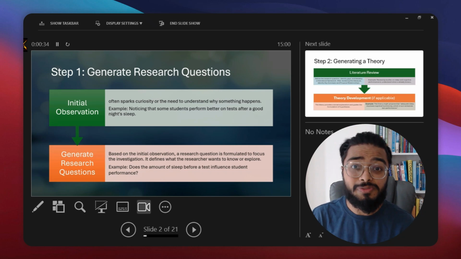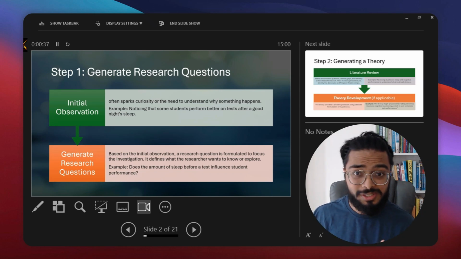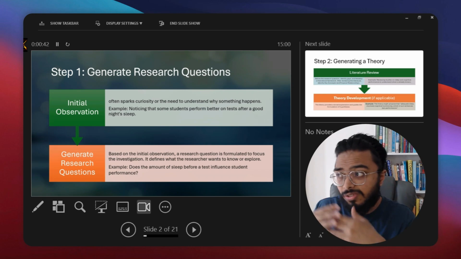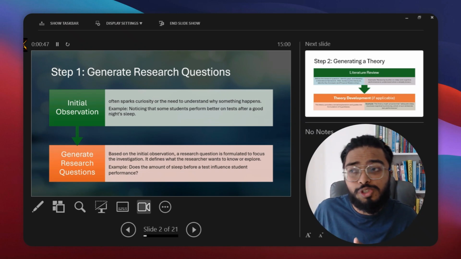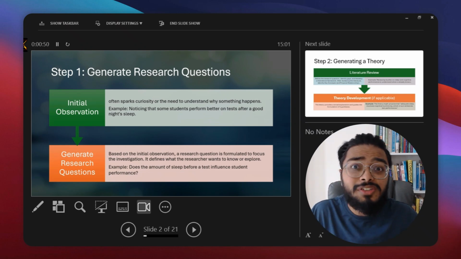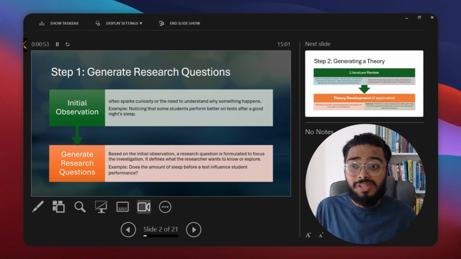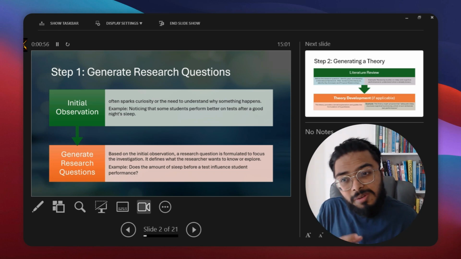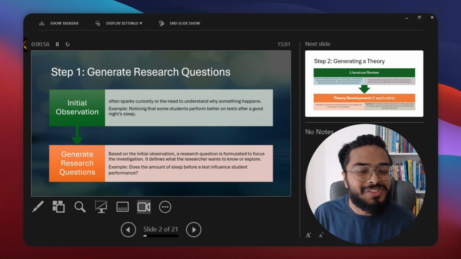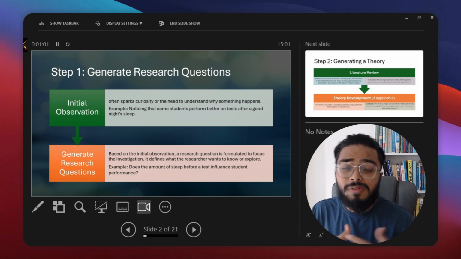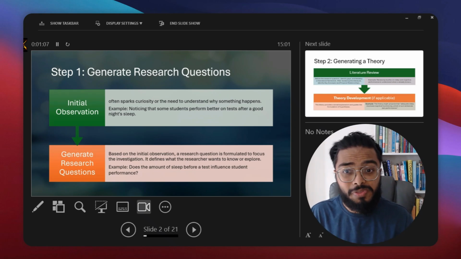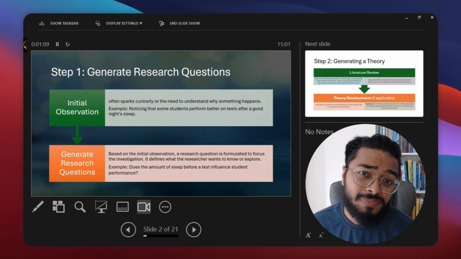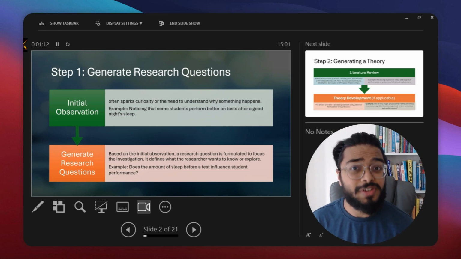So for example, if you are a clinician and you are practicing as well as doing research at the university, let's say that a patient comes to you and you notice something interesting, and maybe the second patient who comes to you also shows the same thing, and maybe a dozen patients that you have seen this week are showing the same symptoms. That probably will make you curious, right? Likewise, if you are working at the university, maybe you have noticed some students perform better on tests after a good night's sleep. So that's the initial observation.